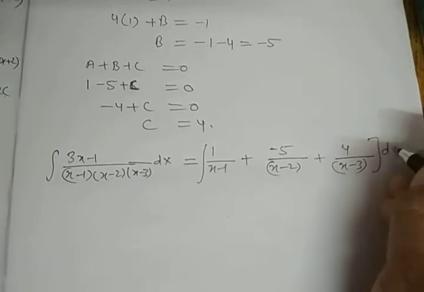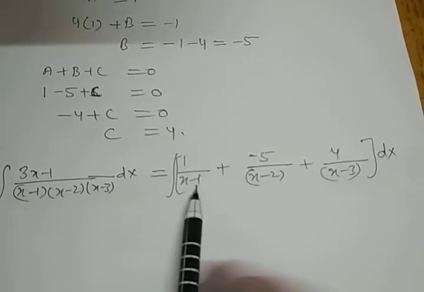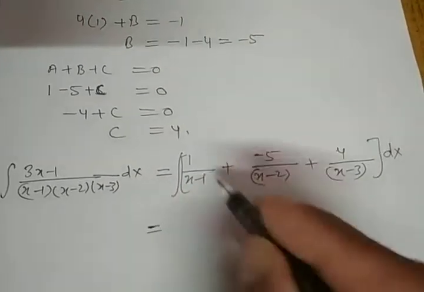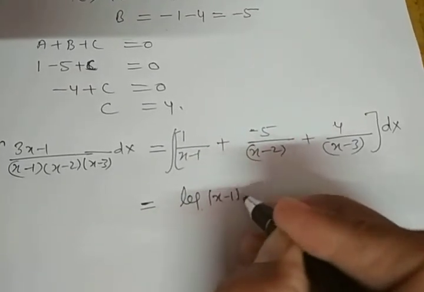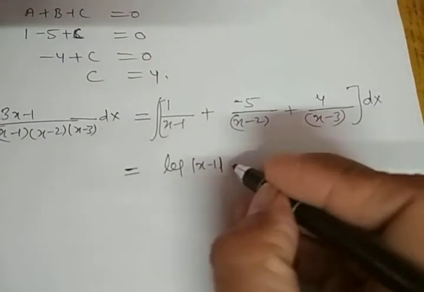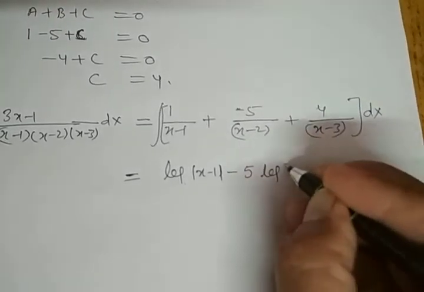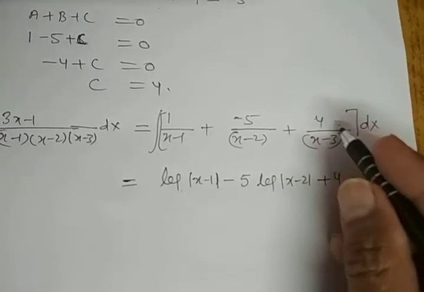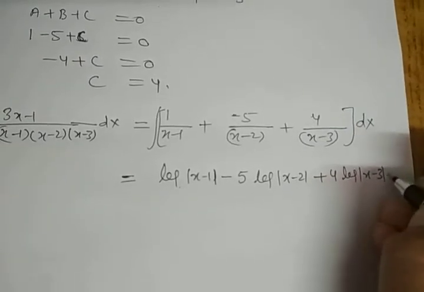Now integrating this, we know 1 upon x dx is log x, and it is in the form ax plus b, so the same formula will be used. 1 upon a will come first, so 1 upon x minus 1 dx is log mod x minus 1. A is 1 already, so 1 upon a will be 1 only. -5 into 1 upon x minus 2, integration of 1 upon x minus 2 will be log mod x minus 2. Similarly, plus 4 into 1 upon x minus 3 dx is log mod x minus 3 plus constant.